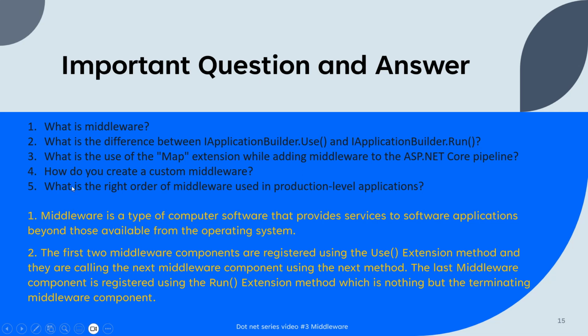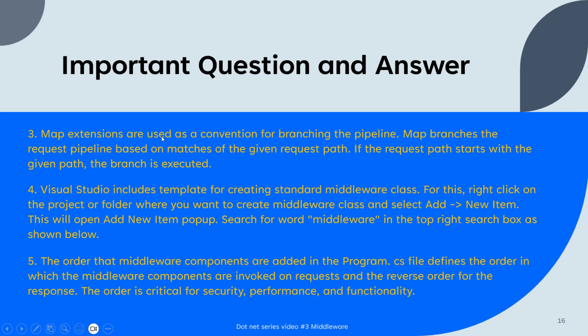This is the question from this session: what is middleware? The answer is here. What is the difference between IMiddleware use and run? Use is to create a chain and run is for short circuiting, basically. Next, the map extension: map extensions are used as a convention for branching the pipeline. Map branches the request pipeline based on matches to the given request path.